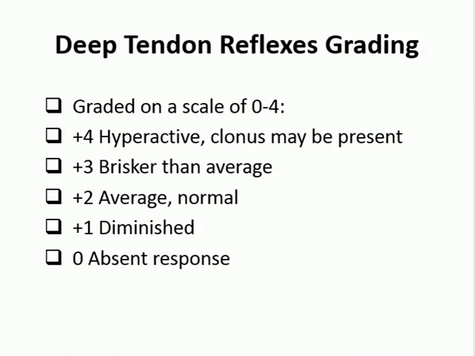Deep tendon reflexes are graded, and this is the grading scale. These are graded on a scale of 0 to 4. Plus 4 is hyperactive, clonus may be present; plus 3 denotes brisker than average; plus 2 denotes average or normal; plus 1 denotes diminished deep tendon reflexes; and 0 means absent response.